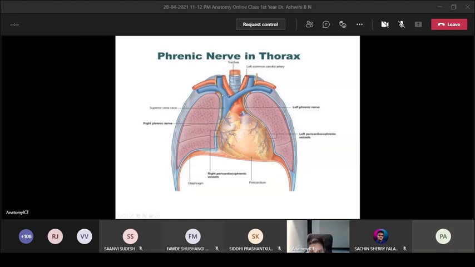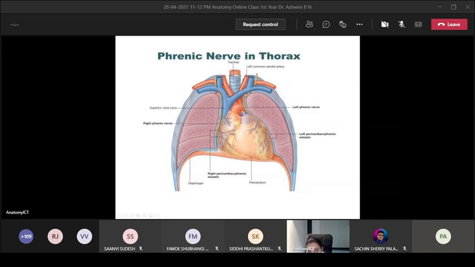This is the right brachiocephalic vein, this is the left brachiocephalic vein. Both of them join and form the superior vena cava. So this is the right brachiocephalic vein, lateral to this and lateral to the superior vena cava. The right phrenic will run downwards on the right side of the heart, covered by the pericardium.